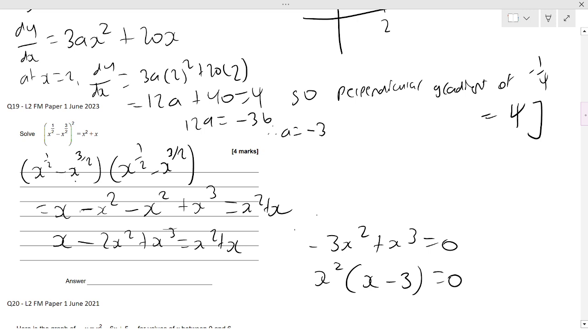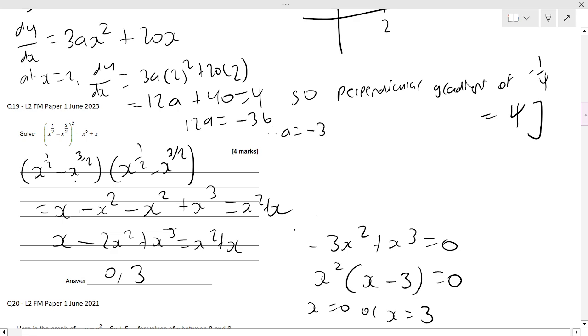Hopefully you can see that. So we factorise an x squared out, and then we solve it. So that means x equals 0 because x squared is 0. So then that means x has to be 0, or x is simply 3. So those are our two solutions, 0 and 3.